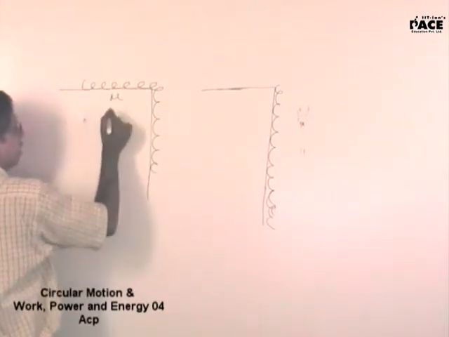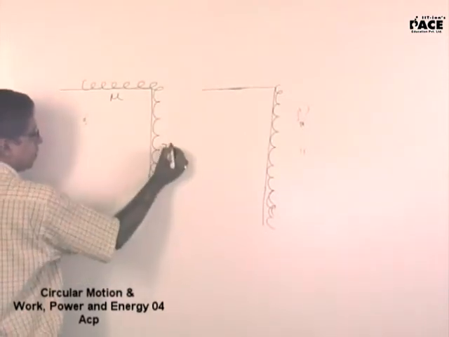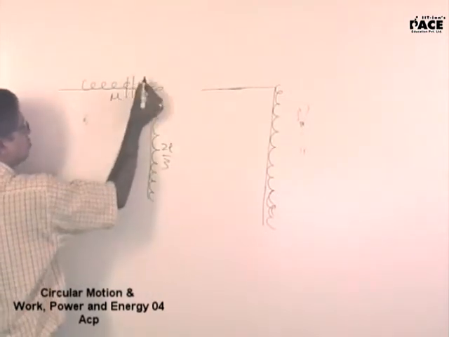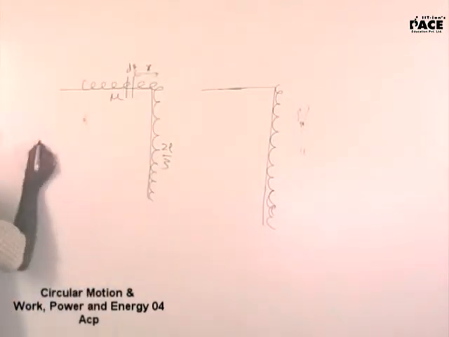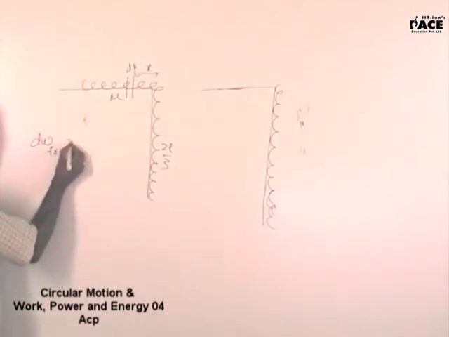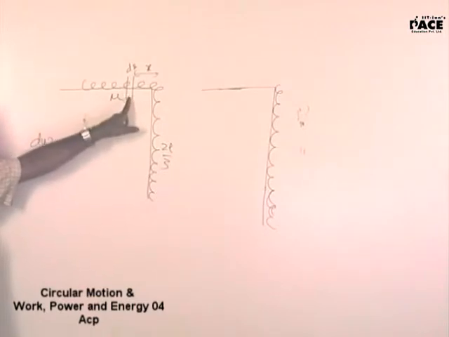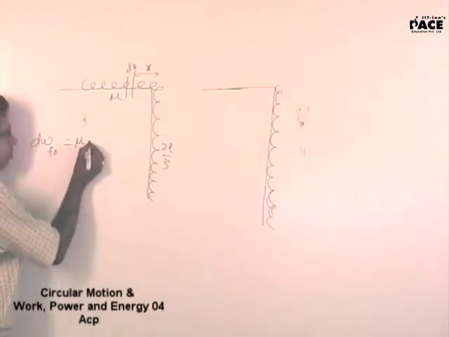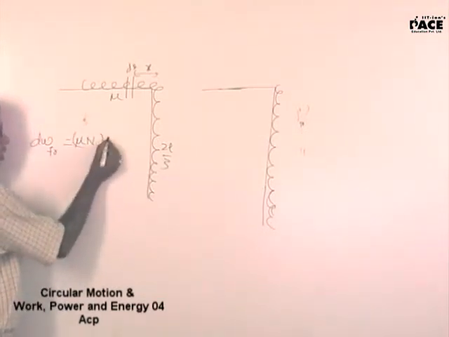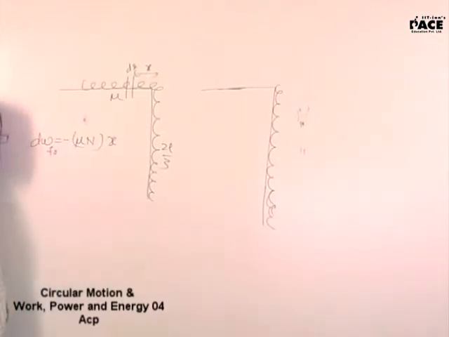Work done by friction. Suppose you are giving me this as L by 3 and this as 2L by 3. I will consider a small element at a distance of x of thickness dx. dW is the work done by friction on the small differential element. This will be mu N into the distance x it moved, obviously with a negative sign.